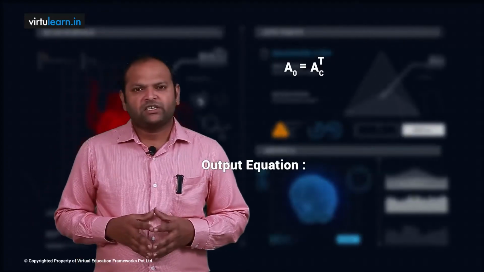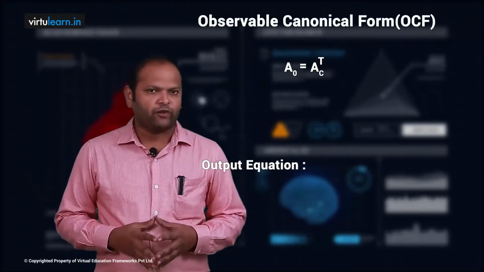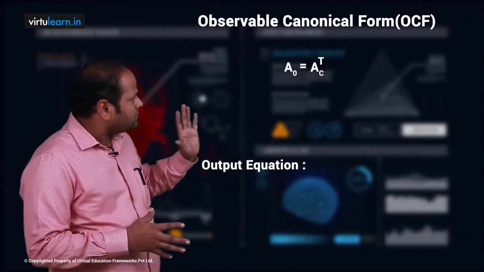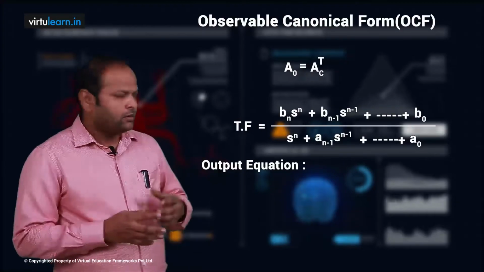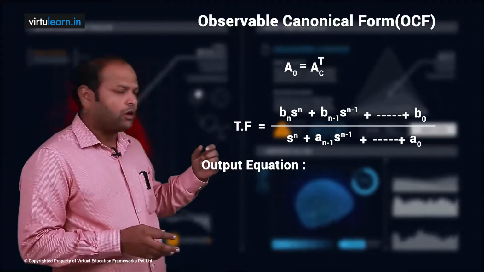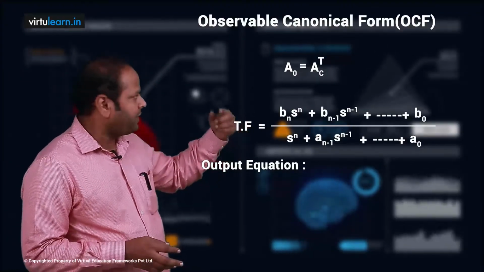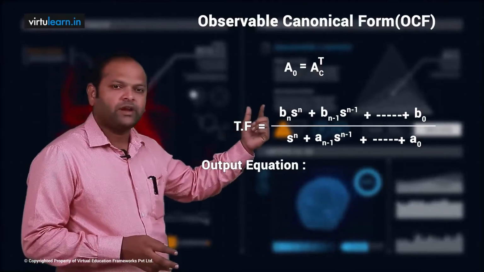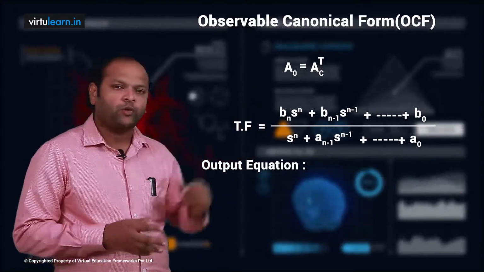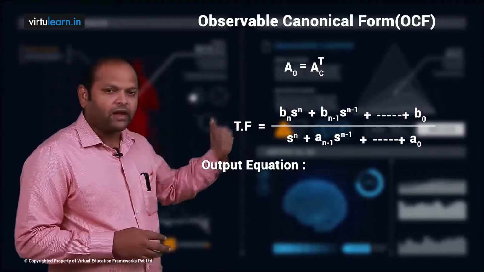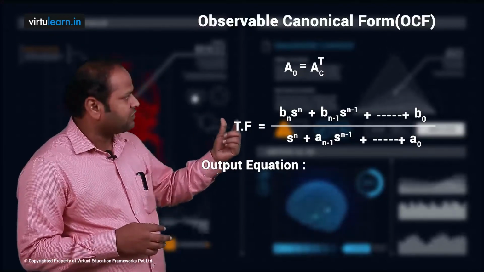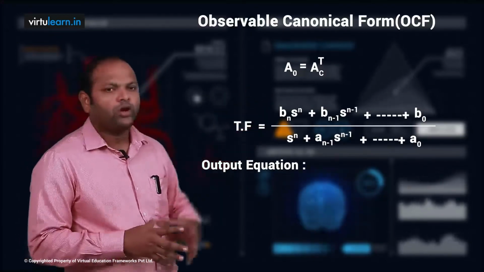State space representation using observable canonical form. Let us take the transfer function in polynomial form, Y(s)/U(s), which we know already. In the numerator we have b_n s^n plus b_(n-1) s^(n-1) up to b_0. The denominator is s^n plus a_(n-1) s^(n-1) plus up to a_0.